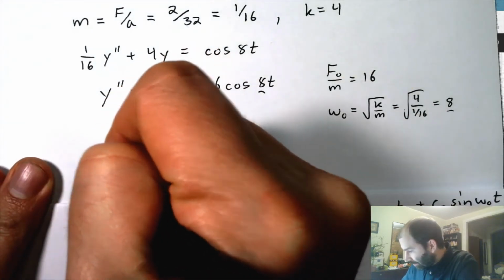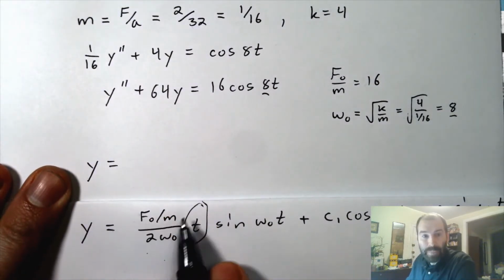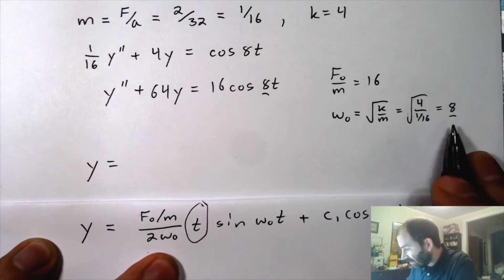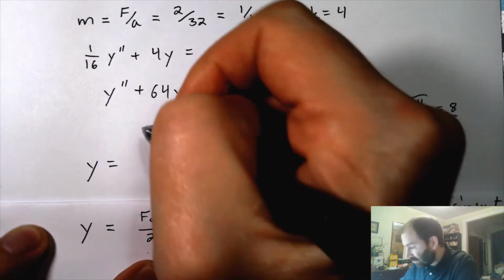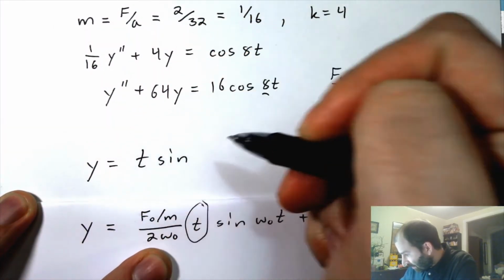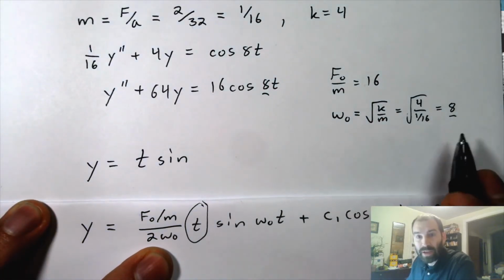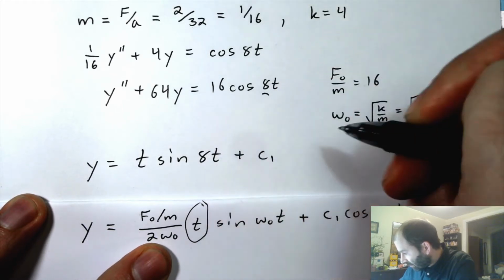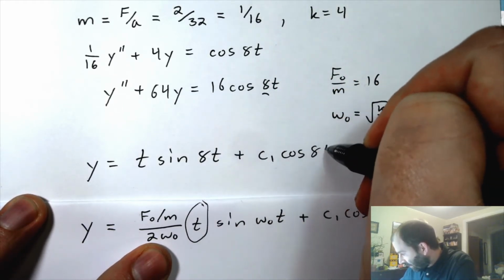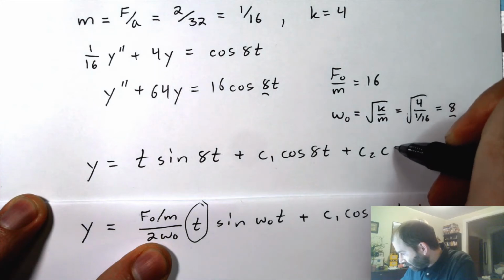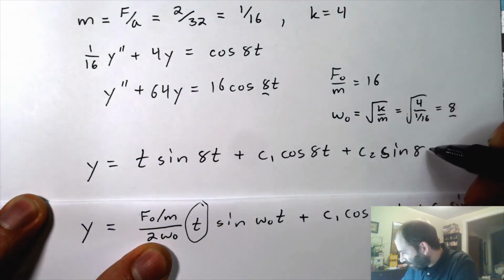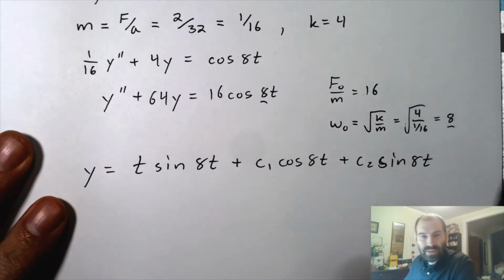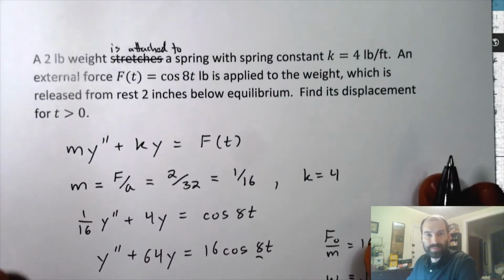Okay, so here we go. Let's copy that down. F naught over m was 16, and we're going to divide by 2 omega naught, so divided by 16. Oh, so this stuff is just 1, all right? So I just get t sine of omega naught t, well, omega naught is 8, plus c1 cosine 8t plus c2 sine 8t. Okay, good. Now let's see if we can figure out c1 and c2.